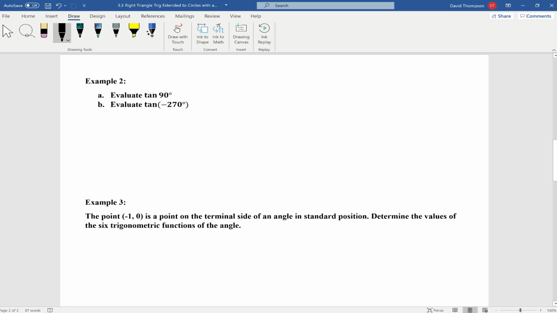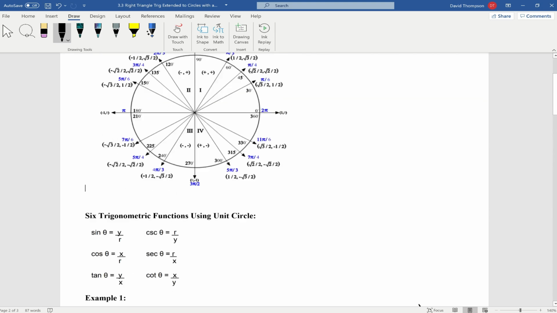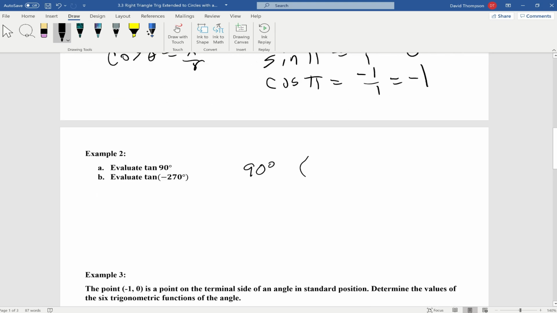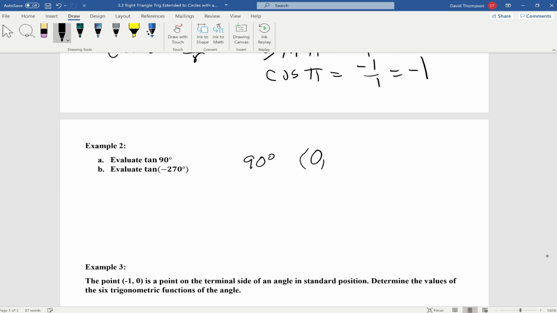Example 2. Evaluate tan of 90 and tan of -270. So if we look at tan of 90, our x and y coordinates, if we look up at our unit circle, are (0, 1). So tangent is defined as y over x. Our x is going to be 0 and our y is going to be 1. So this is going to be an undefined ratio.